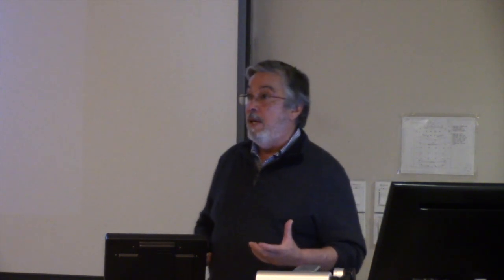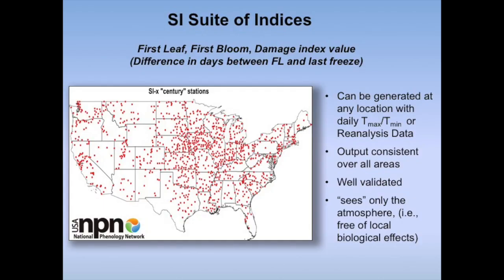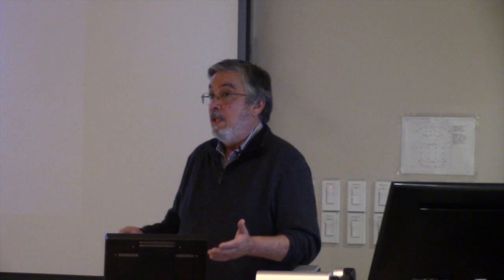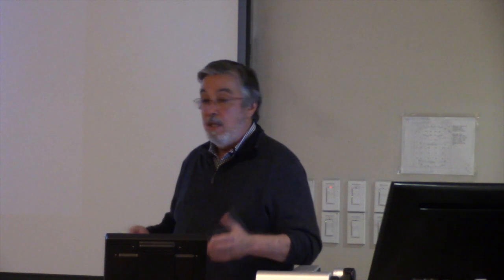One of the things I like about it is that it's not very biological, and so it sees only the atmosphere. And it can be generated for any location where you have Tmax, Tmin, or reanalysis data. The output is consistent everywhere, well validated, and because it sees only the atmosphere, it's free of local biological effects, and even more so if you're using clone lilacs for observation. You're observing basically one individual across the country.